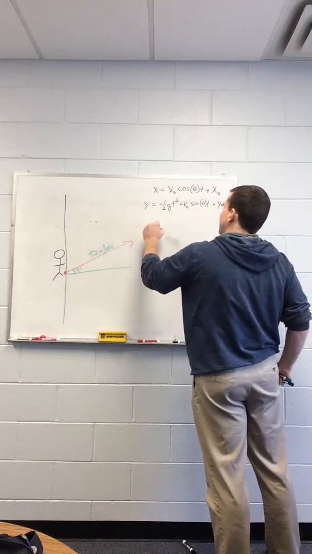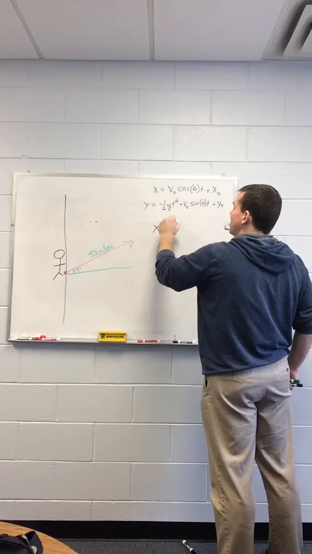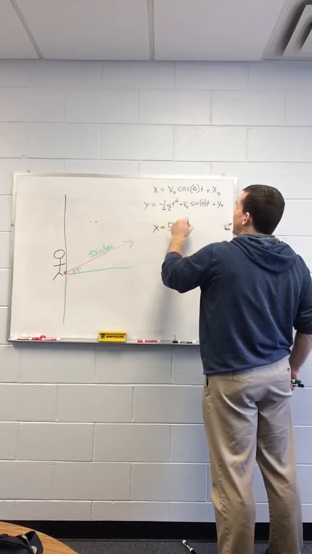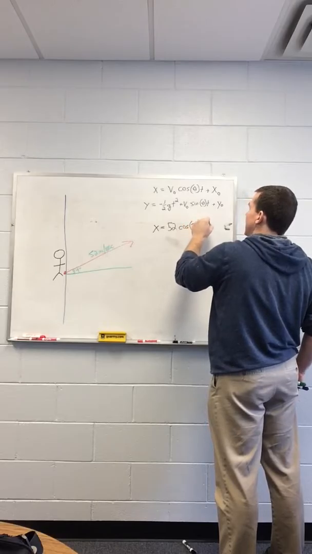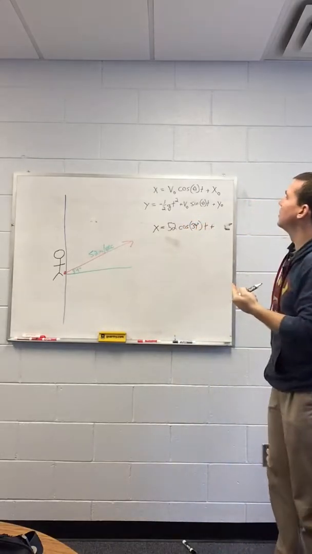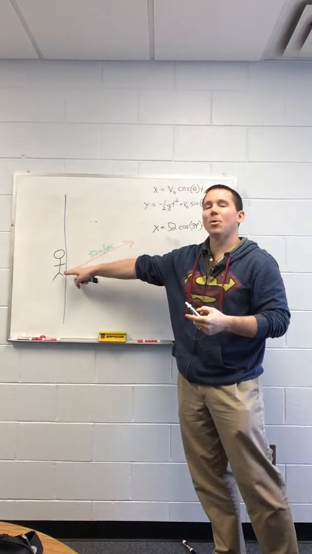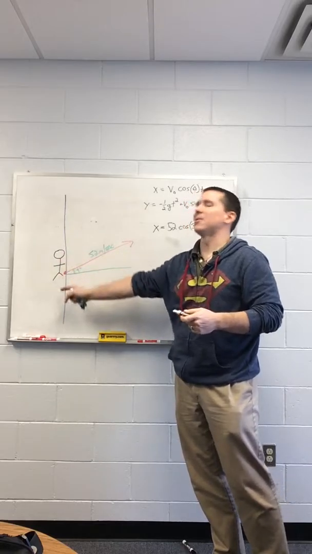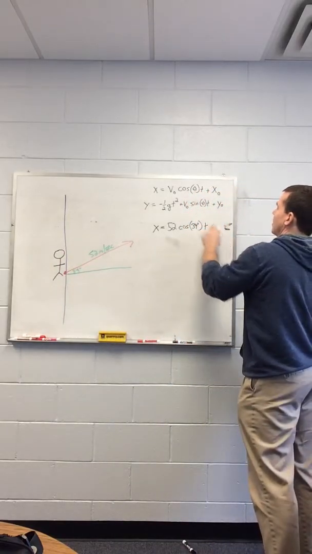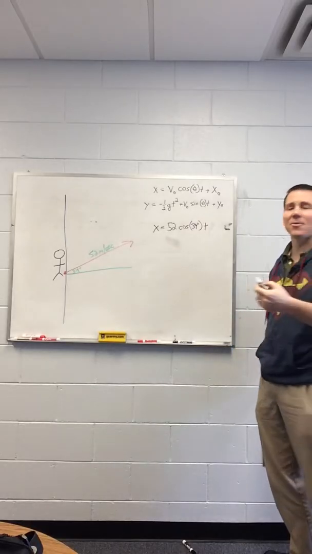For x equals v sub 0, that's my initial velocity, which is 52, cosine theta, that's cosine of 34 degrees, t plus x sub 0. What's x sub 0? Well, since I let my origin be the point where it was struck, the x is 0. It's at the origin. So there's actually no x sub 0. And there we go. There's my equation for x.